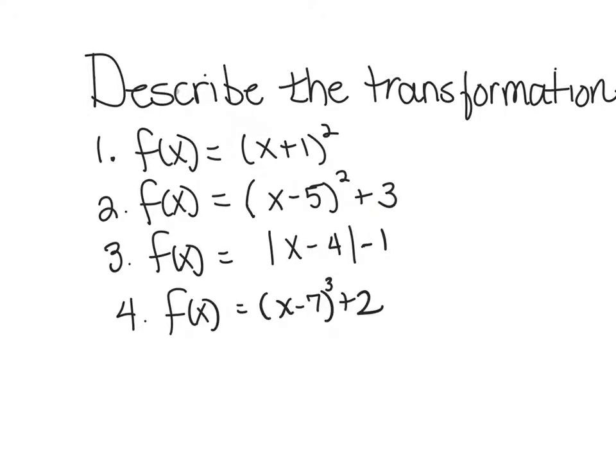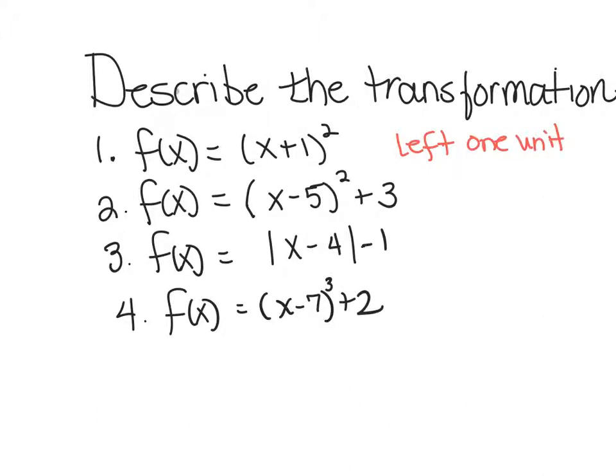So here, I've written down 4 functions, and what we're going to do is describe the transformation. Let's start with number 1. This is a transformation, and we would think it is positive, so right 1? Absolutely not. It's definitely going to go in the opposite direction, so this is going to be left 1 unit. It is also a quadratic function. Let's take a look at number 2.